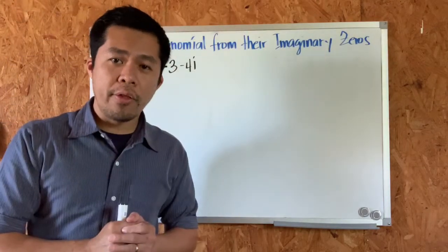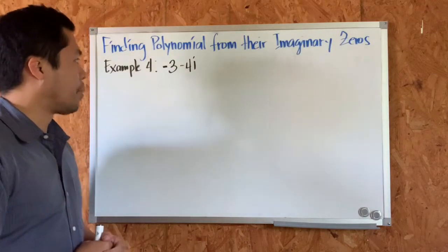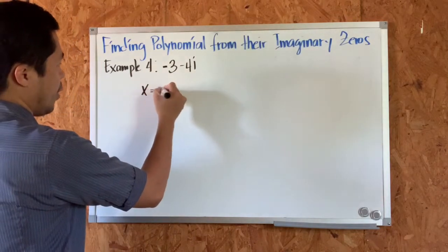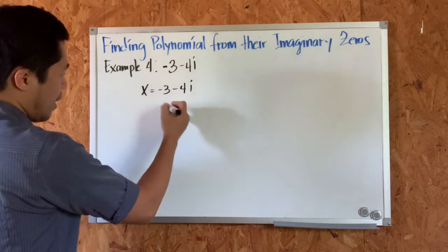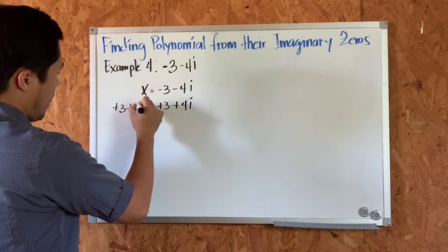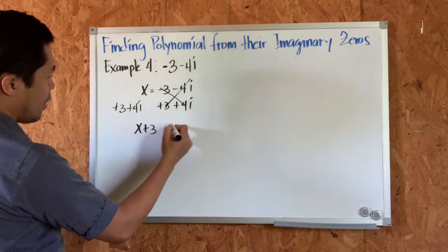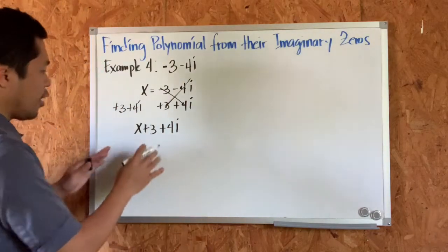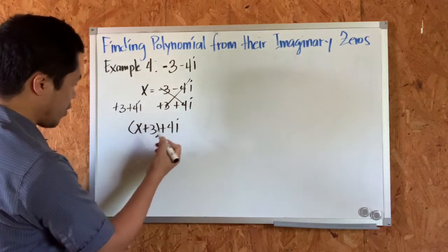Okay, so let me give you another example similar to the previous example. We have a complex number here, negative 3 minus 4i. So we will start with x equals negative 3 minus 4i. And I'm going to add 3 and add 4i on both sides. So I can cancel this. This is equal to x plus 3 plus 4i. And I'm going to group this x plus 3, the one that doesn't have i, and consider it as one.